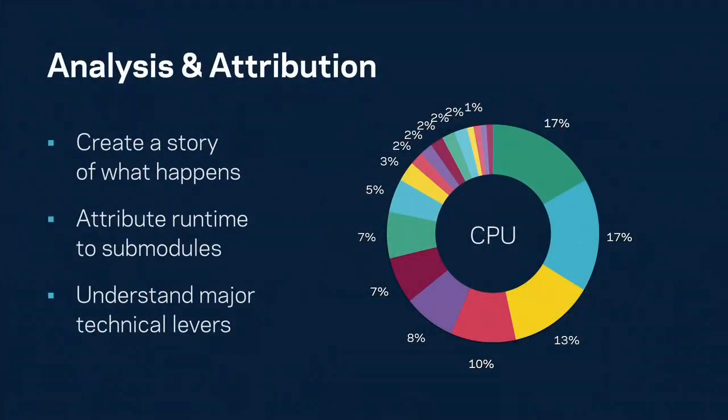So this is great. We've got a ton of data coming in. We're starting to create a story of what's happening inside the app. As you can see here on this chart, we've got all of the CPU data from various profiling and tracing runs put onto a single pie chart. So as we started to attribute this runtime to the submodules, we pretty quickly realized if we wanted to make an impact, we can't be focusing on this long tail of ones and twos. We need to be focusing on these big chunks of the pie.